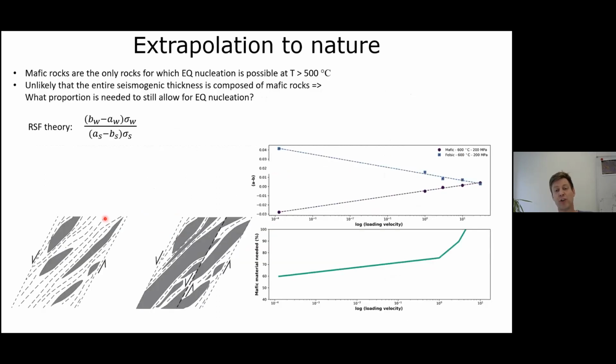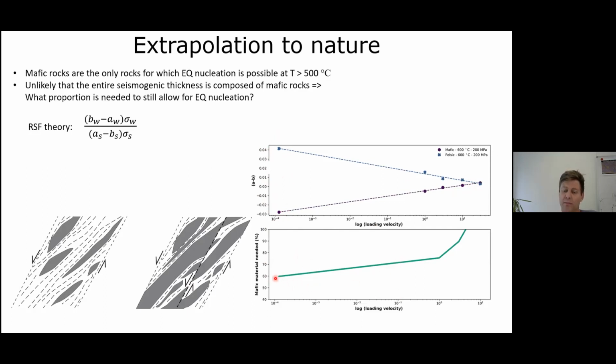So for these samples, we don't really have that kind of data. So I did this very crude extrapolation where I looked at the velocity dependence as a function of sliding velocity, and it was more or less log linearly dependent. And you can extrapolate it to natural rates, and it allows you to quantify how negative the A-B would be, and how much of the mafic rocks you would need in order for a fault zone that is heterogeneous to still be able to generate earthquakes. And that is what's shown in this bottom plot.